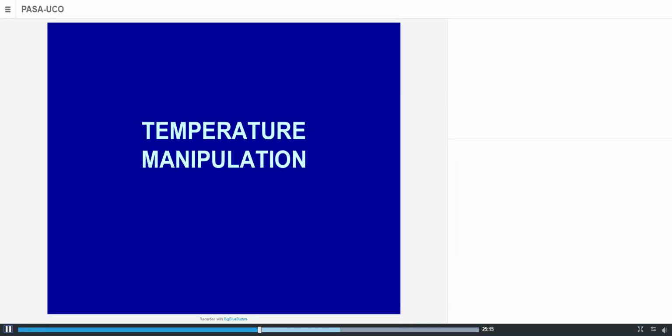After revising windbreaks, we will talk a little bit about temperature manipulation.